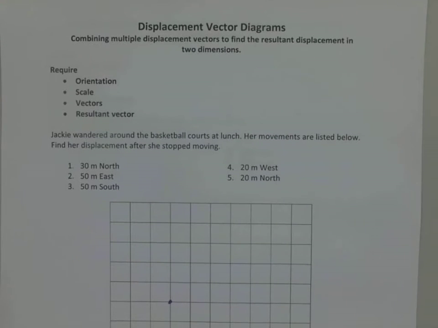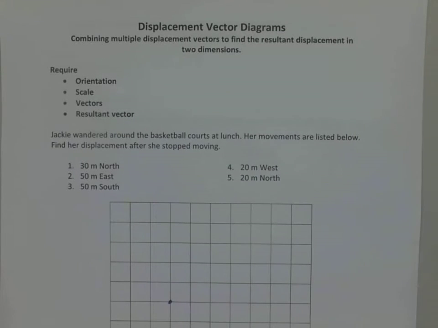Now, as we put all these vectors together, as we put all these displacements together to find her final location, to find her resultant displacement, her final displacement, we need to remember to have an orientation, a scale, draw in the vectors accurately, and then find our resultant vector.